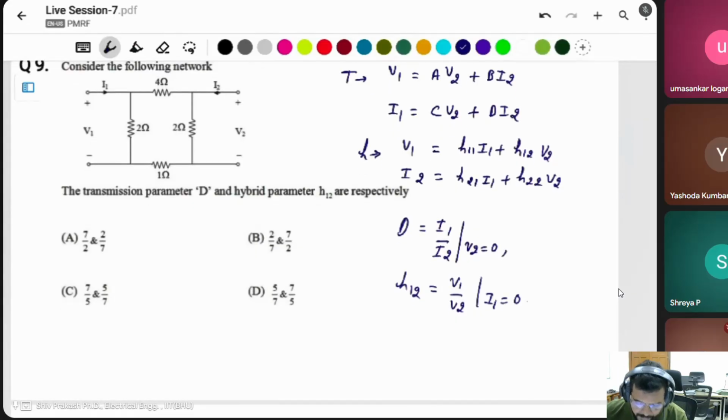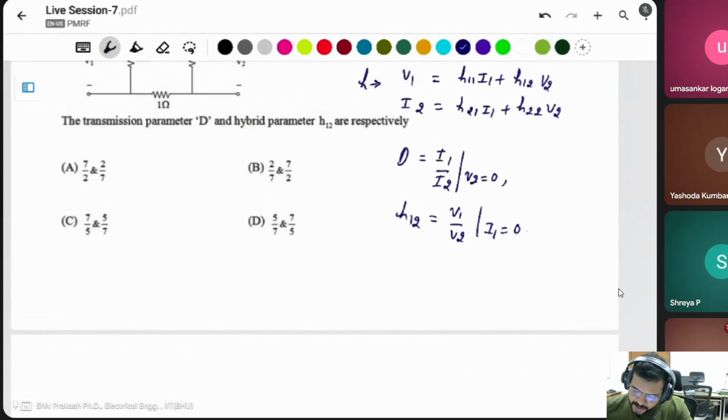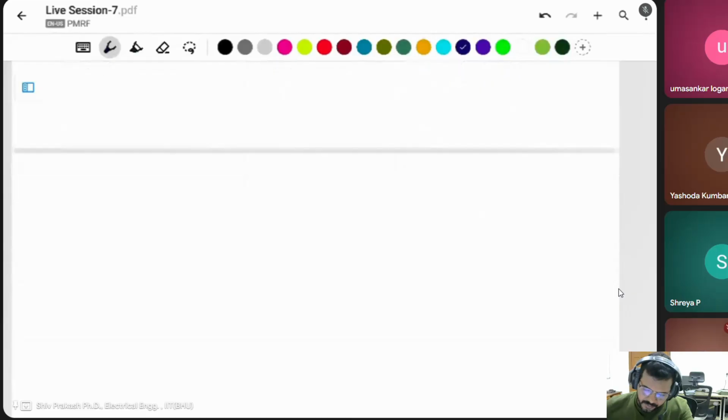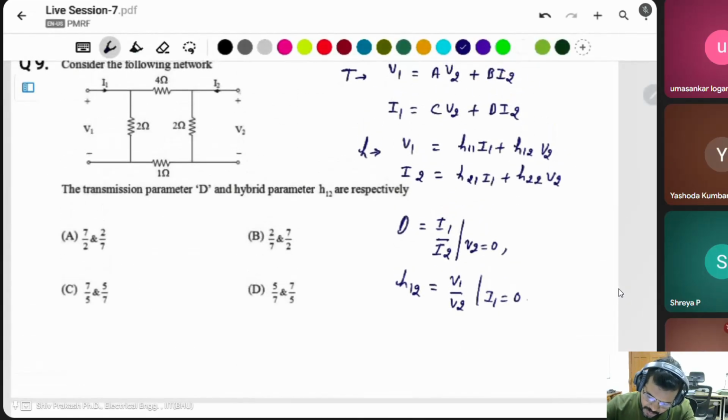Okay. First of all, write the equation for the D parameter. For the D parameter, V2 is equal to 0. V2 equal to 0 means this will be short circuited. If this is the short circuit, then this resistance has no meaning. The network is only this one.